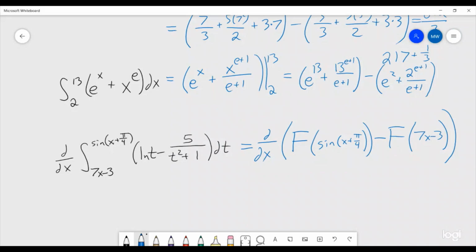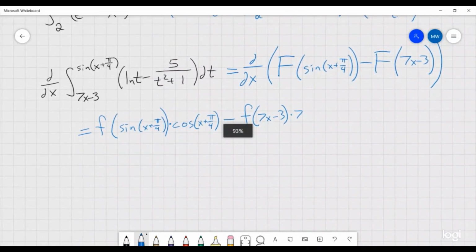Well, this is using the second piece of the fundamental theorem of calculus. So then we can use the first piece of the fundamental theorem of calculus to say that the derivative of big F is just going to be little f again. So we got little f of sine of x plus pi fourths times the derivative of the inside from the chain rule. So derivative of sine is cosine. So we got a cosine of x plus pi fourths. But then the derivative of x plus pi fourths is 1. So that's the end of the first piece, minus the function at 7x minus 3 times the derivative of 7x minus 3, which is a 7.